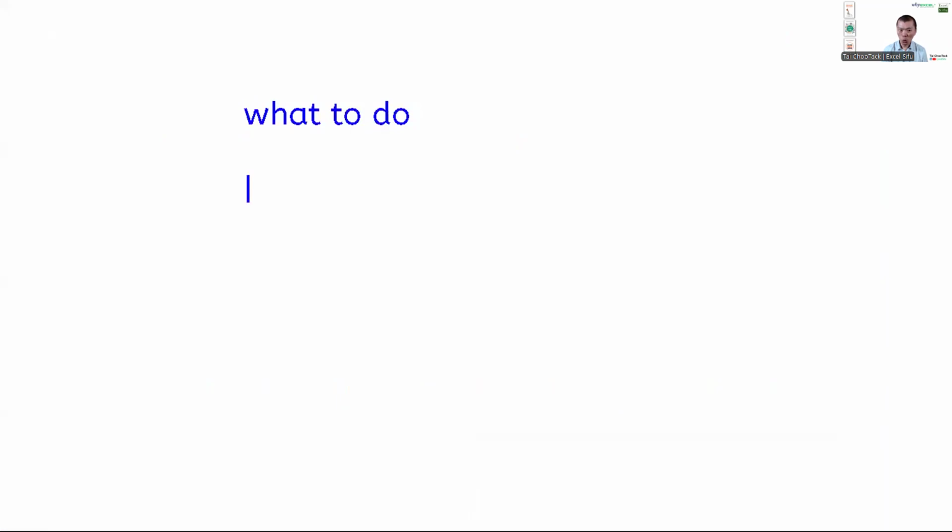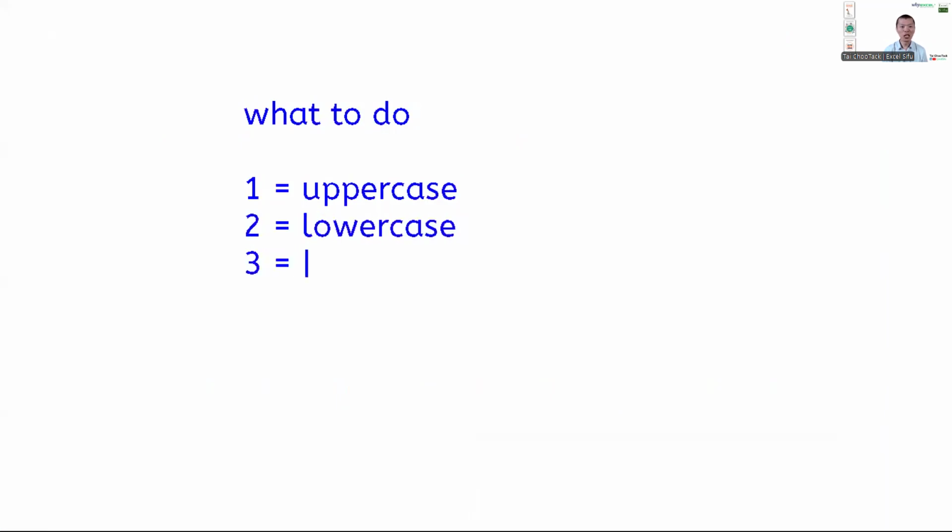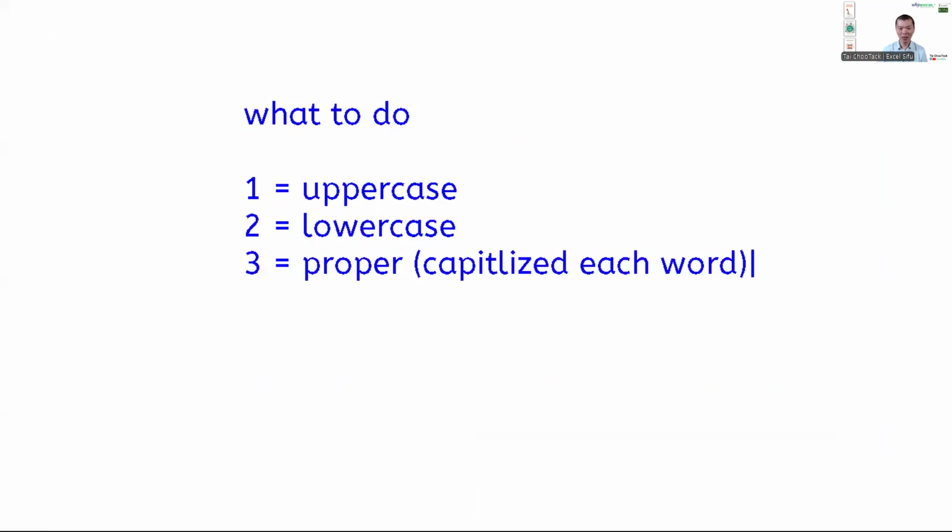If you want to make the whole thing uppercase, we type number 1. Type number 2, we make it lowercase. Or type number 3, we make it proper case. Proper case means capitalizing each word, so the first letter is uppercase. So we want a prompt whenever we run, and we choose 1, 2, or 3, and it will do the conversion. Plus, it will remove the extra spaces using TRIM.